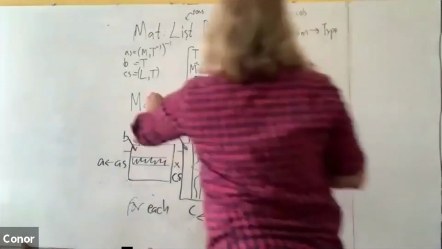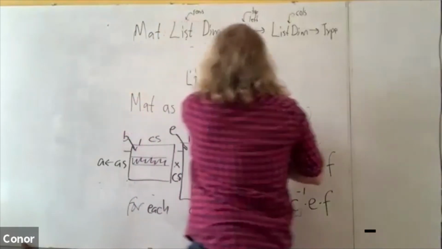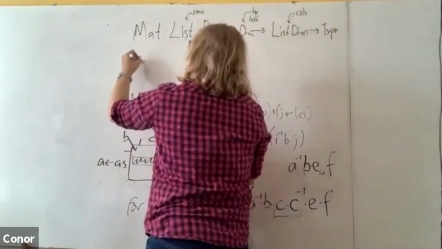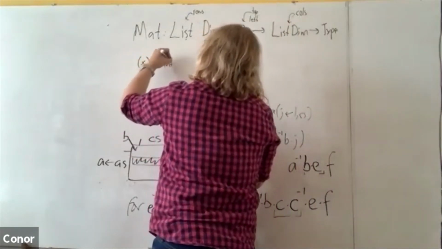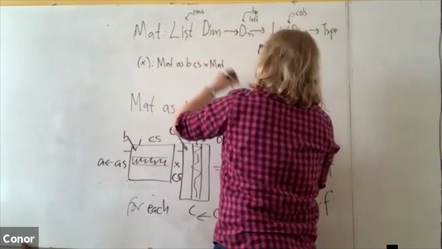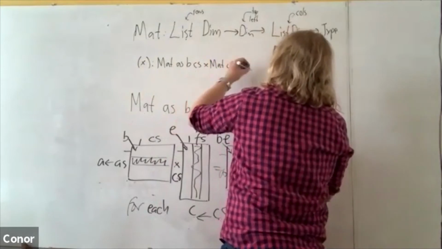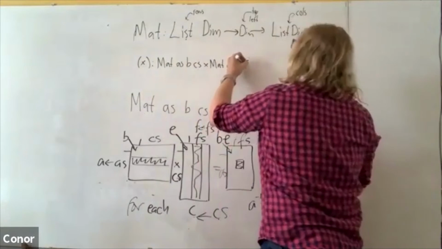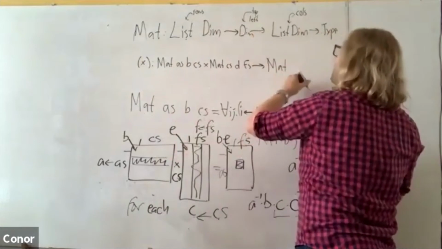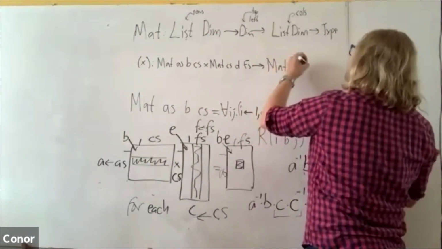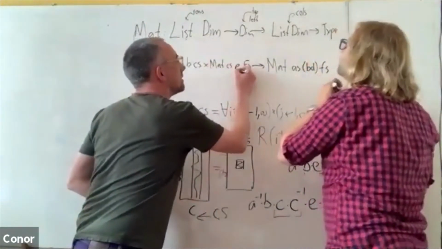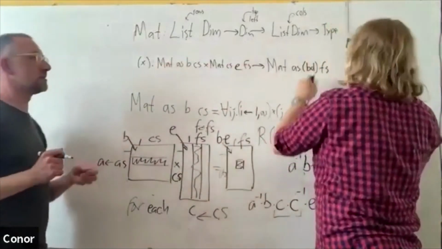So let me just write down the type of that explicitly. So we have that multiplication takes a matrix A's, B, C's, and a matrix C's, E, F's. Sorry, I wanted to match the picture.